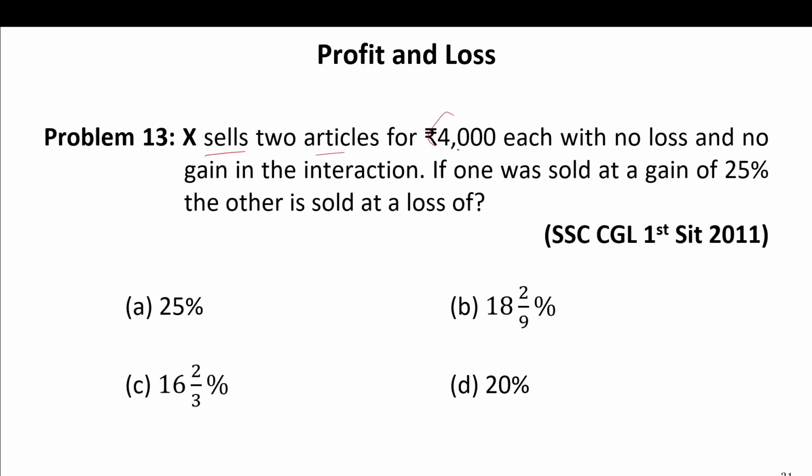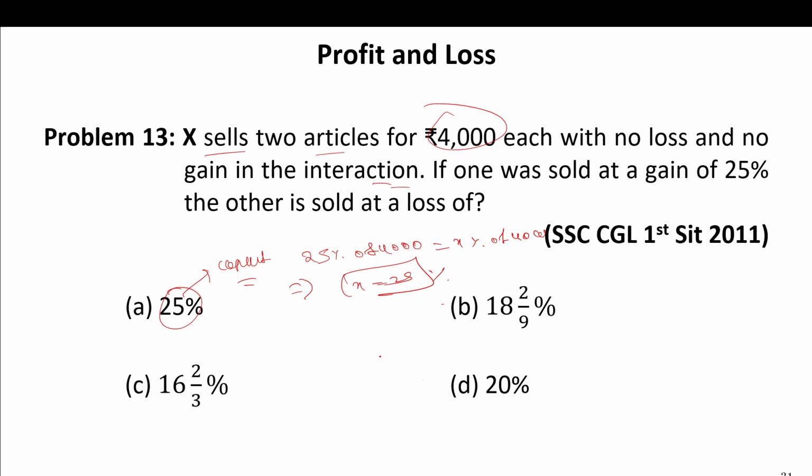So X sells two articles for 4,000 each with no loss and no gain in the transaction. Okay. If one was sold at a gain of 25%, the other one is sold at a loss of what? So because the loss on the first article is equal to the profit on the second article, it will be what? 25% of 4,000 is equal to X percent of 4,000. Okay, this much amount of loss, this much amount of profit, right? This implies that X is equal to 25%. So A, 25, is the correct answer here. And C, B, and D, these are all wrong answers. Okay.